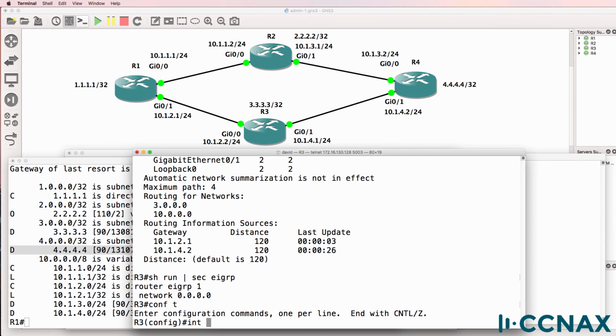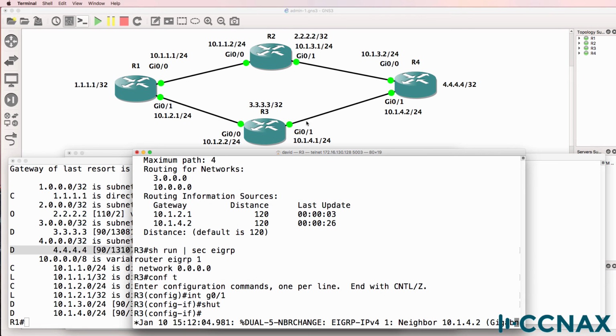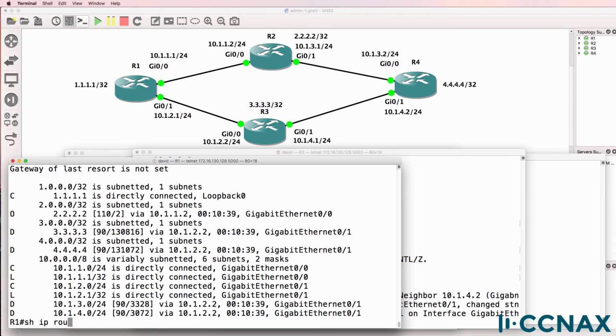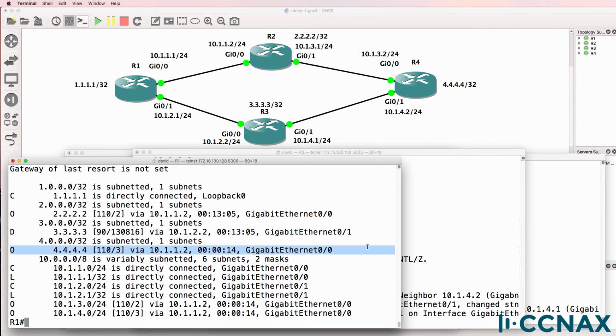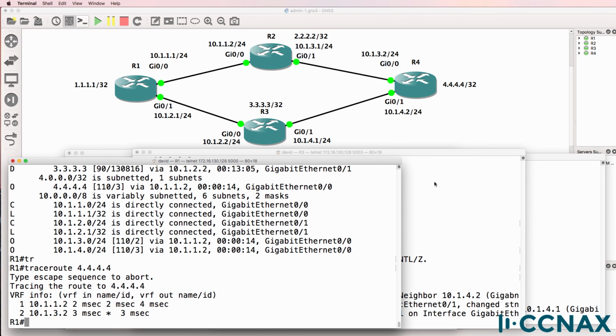If I shut down the link on router 3, so I'm going to shut down this port, that means router 3 will no longer advertise network 4.4.4.4 to router 1. What happens now? And what you'll notice is the entry is now replaced with an OSPF route. And if we trace to 4.4.4.4, it's going via router 2.